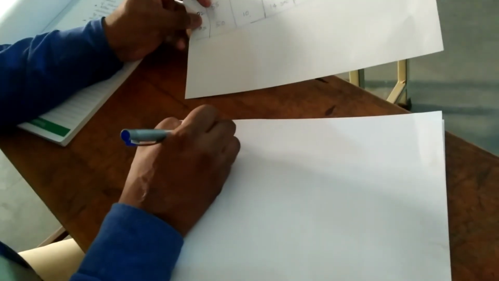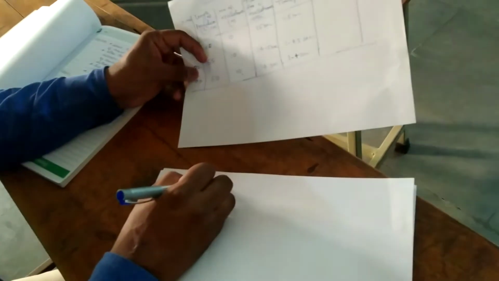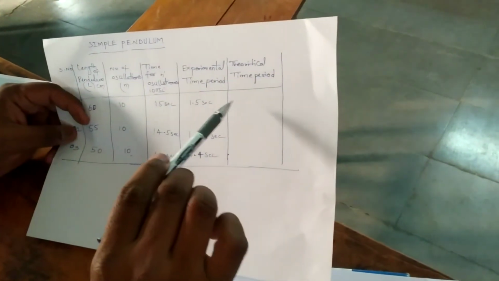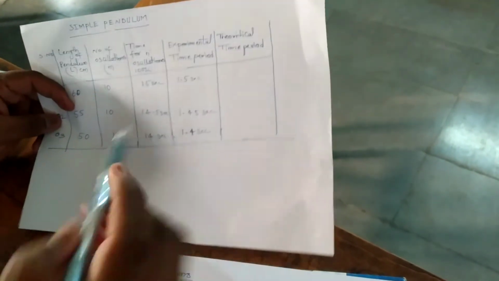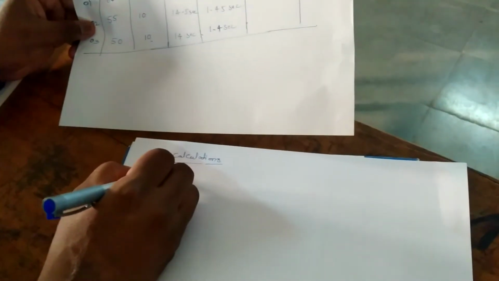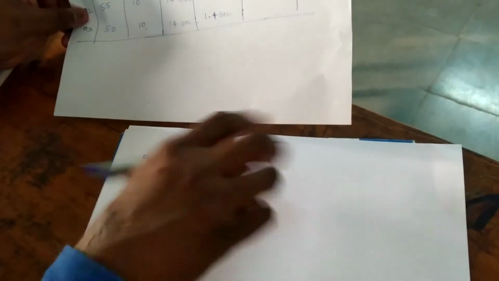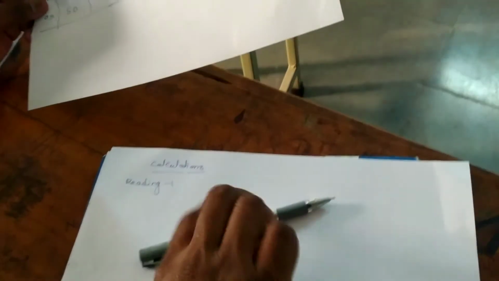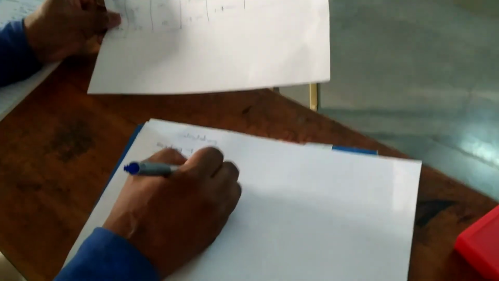Now we can do the calculations. So far, we got the time period for 1 oscillation experimentally. We need to find out the time period of oscillations theoretically. Now for reading 1, time period T is equal to 2 pi root L by g.